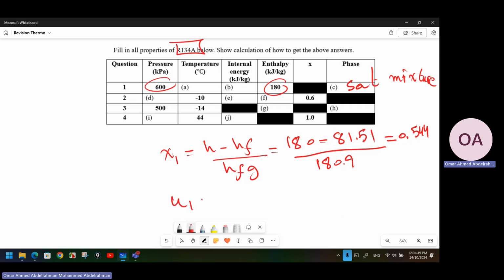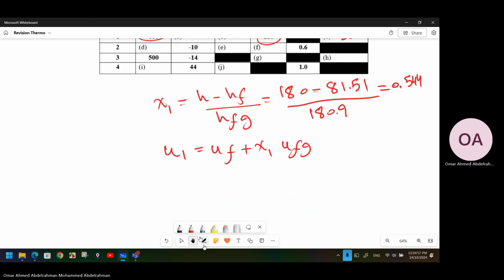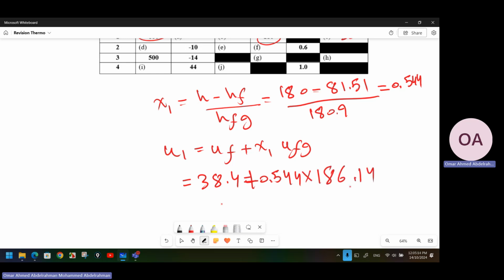So u1 will equal uf plus x1 ufg, and I will use the tables. If you go to the table, you will find that uf is 38.4. x1 we calculated to be 0.544, and ufg is 186.14. Then you can calculate u.